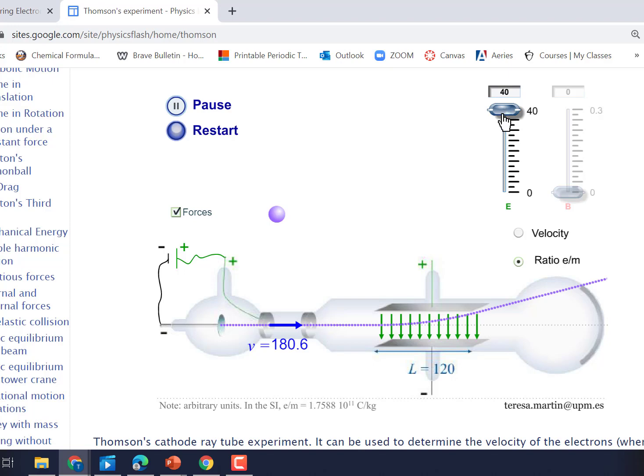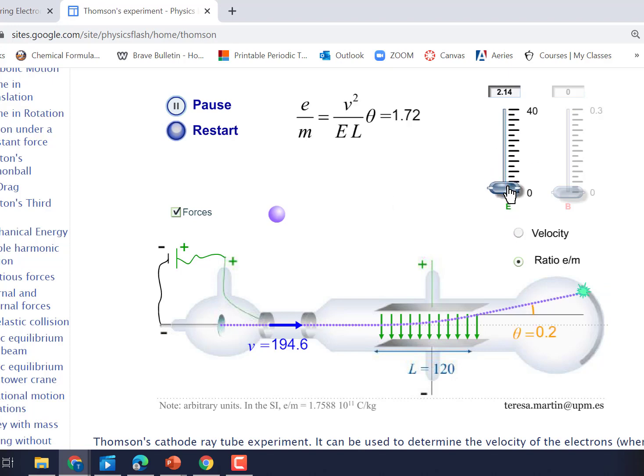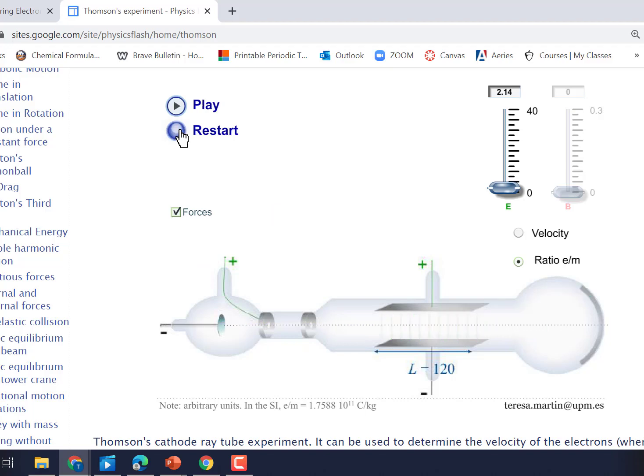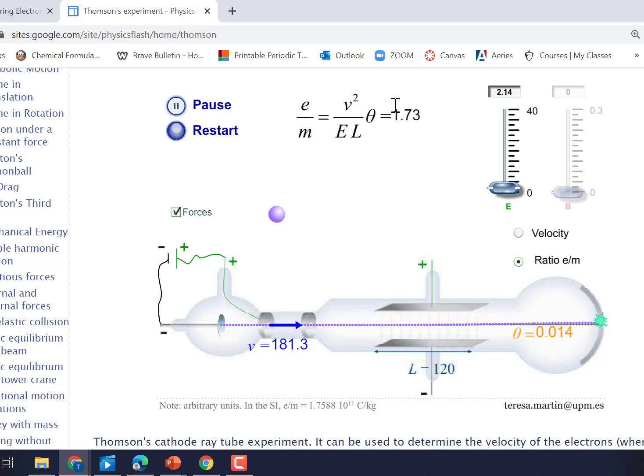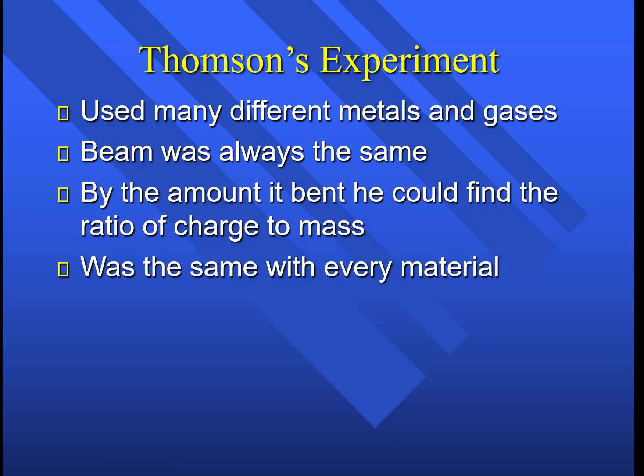It was 1.72. So it doesn't matter the biggest one or the smallest one, and it didn't matter what he put in there, he always got that same ratio, about 1.72. Now that 1.72 is in some bizarre units, so we're not going to worry about those, but the key is he got the same number every time.